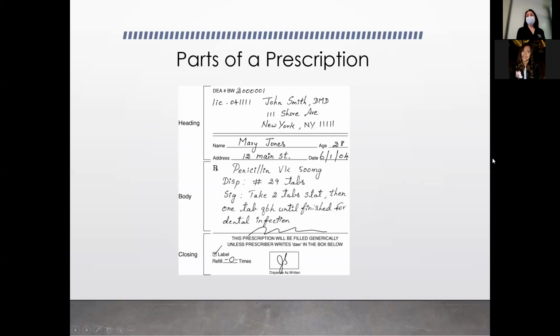So there are parts of a prescription. This is an old-fashioned pad. Now, a lot of times it's just on the computer, but you have the heading, you have information here, your DEA number, which none of us have. You won't have a DEA number.